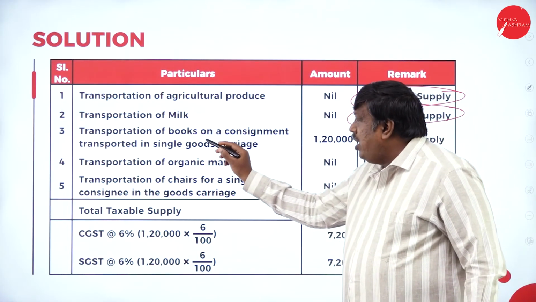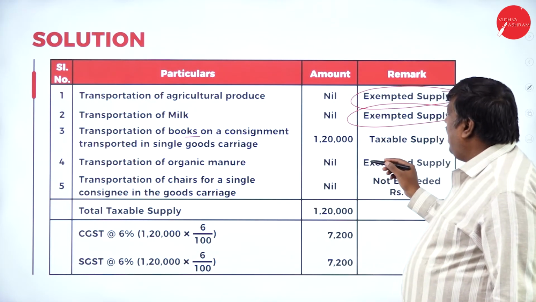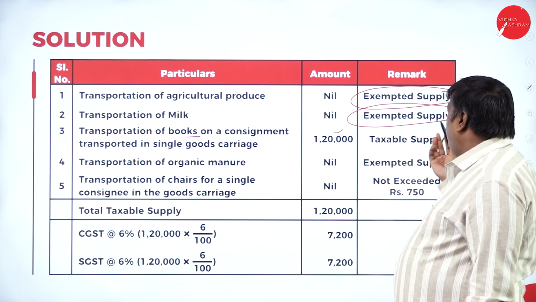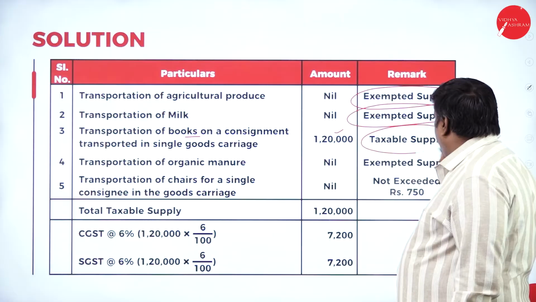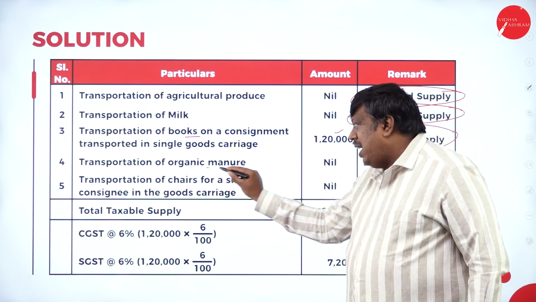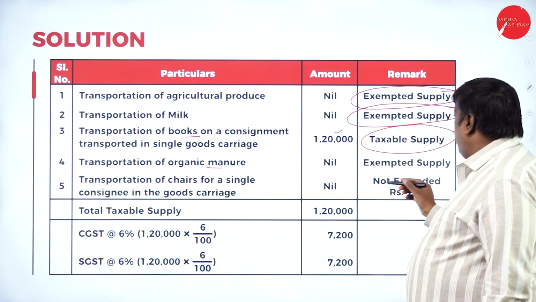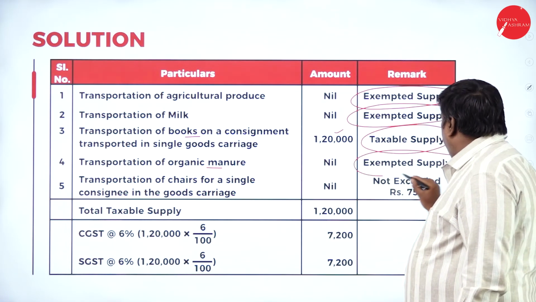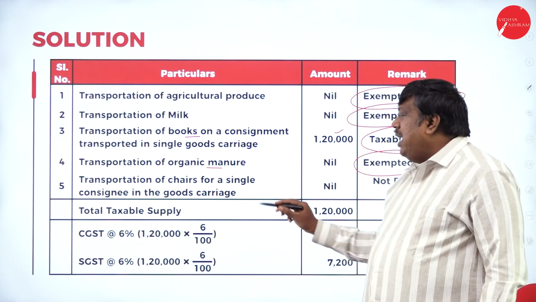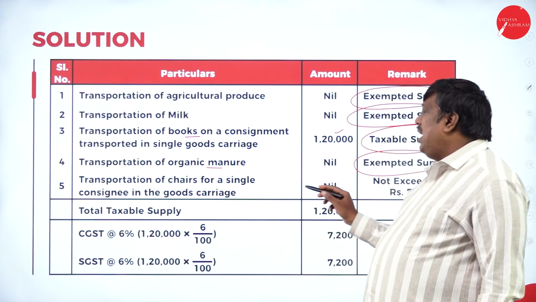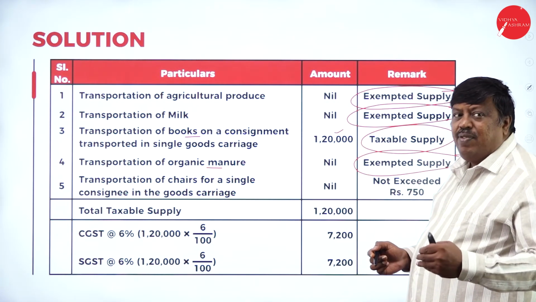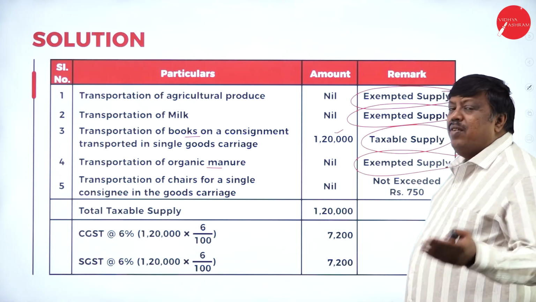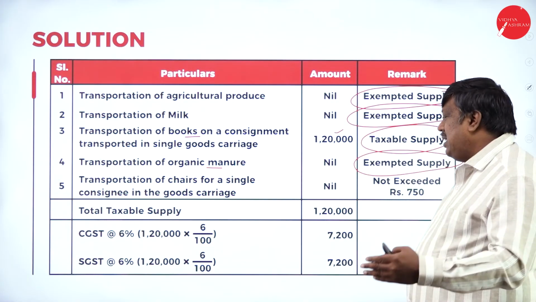And the next one, transportation of books, we have to calculate the tax, 1,20,000 into the rate of GST. It is a taxable supply. Organic manure, again, it is related to the agriculture concept. It is an exempted supply here. And next one, any transportation of chairs for a single consignee on a goods carriage, which is not exceeding, if it is less than 750, it is exempted. If it is above 750, it is a taxable supply.